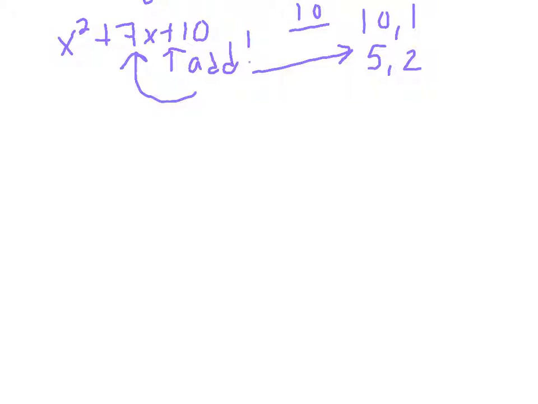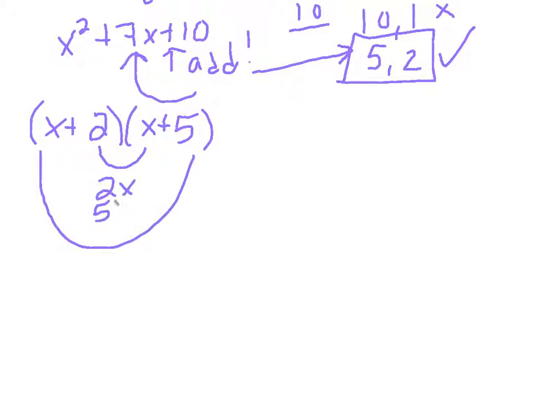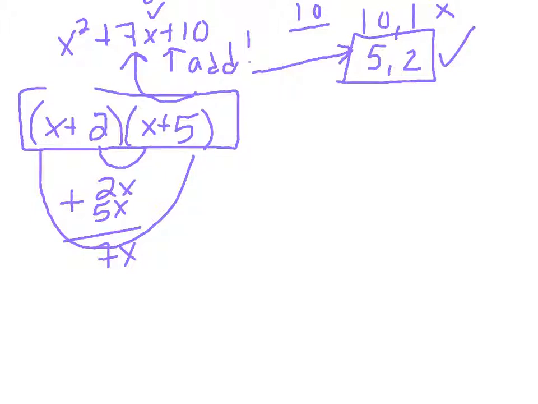Does 10 plus 1 give us 7? No. Does 5 plus 2 give us 7? Beautiful. So what do we do? We set up our parentheses. First term in each parentheses has to be an x to give us our x squared. We now know that these are the 2 numbers that go in the parentheses. And then we have to look at our 7x. It's a positive 7x, so these guys both have to be positive. Check our innies, 2x, and our outies. When we add them together, we get 7x positive. Beautiful. So that's your factored form.